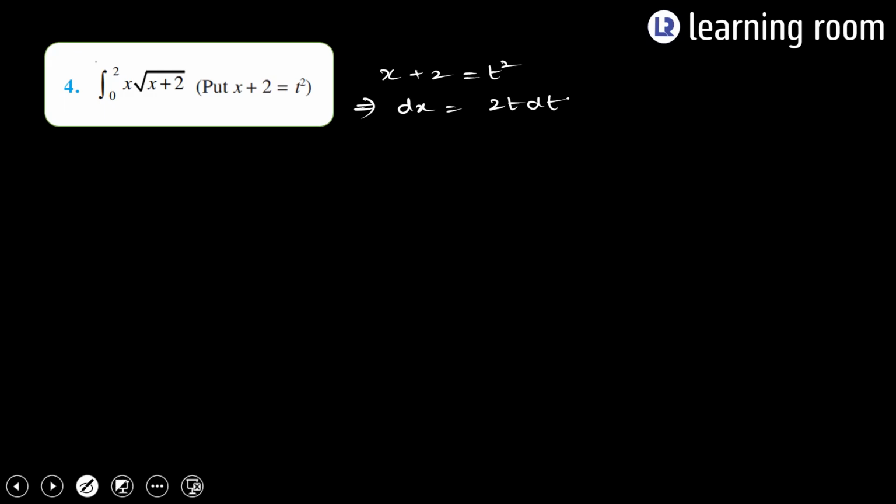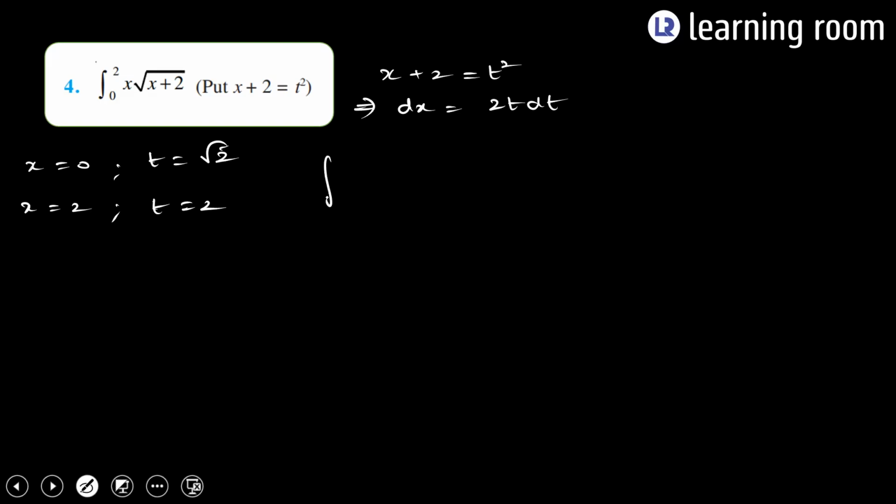Now we need to keep changing the limits. When x is equal to 0, t is equal to root 2. And when x is equal to 2, t is equal to 2. Absolutely. So when I put x is equal to 0 here, I get 2 is equal to t square, so t is root 2. When I put x is equal to 2 here, 2 plus 2 is 4, so t square will be 4, t will be equal to 2.